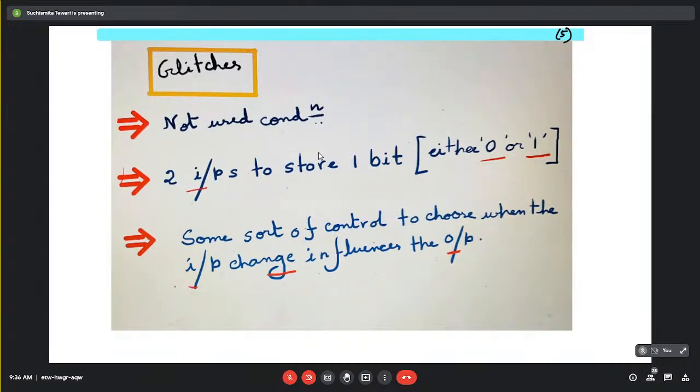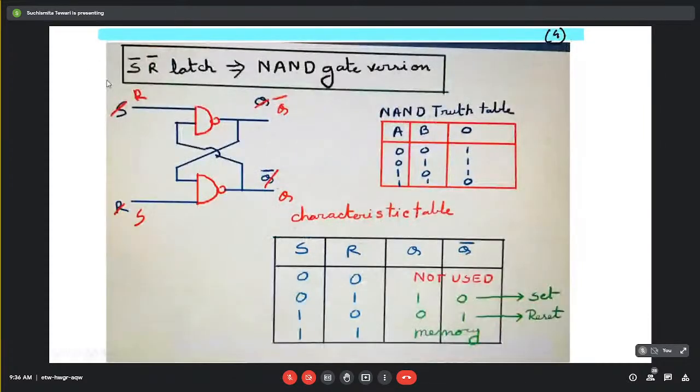Another thing is, some sort of control we need to choose, that is, when the input change is actually influencing the output. You see here, if 0 1 is the condition, now certainly, whether we want it or not, due to some noise this 0 is changed to 1. Then what will happen? This entire condition will change, and immediately after a certain gate delay, obviously this change in input will reflect at the output, and accordingly the output will behave. So that we don't want.